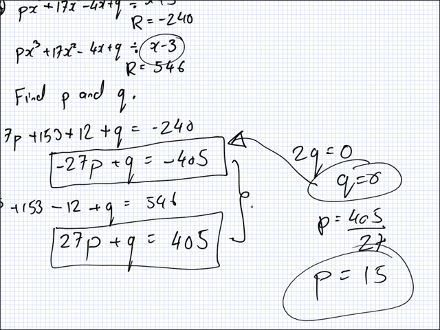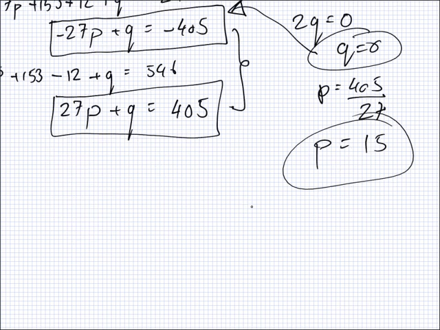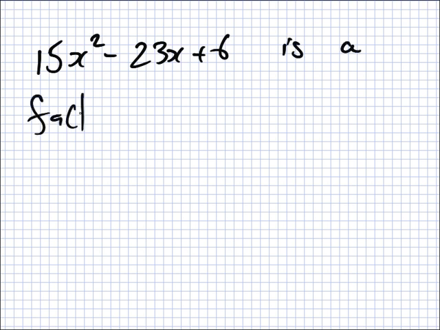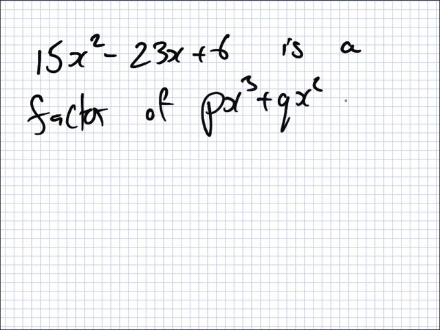There's one more to do as an example. I don't want you to fully do it. I just want you to figure out what the key step is to get the problem started. So if I tell you that 15x squared minus 23x plus 6 is a factor of px cubed plus qx squared plus 29x minus 6. I don't want you to solve this. I just want you to tell me what would you need to do to solve it.